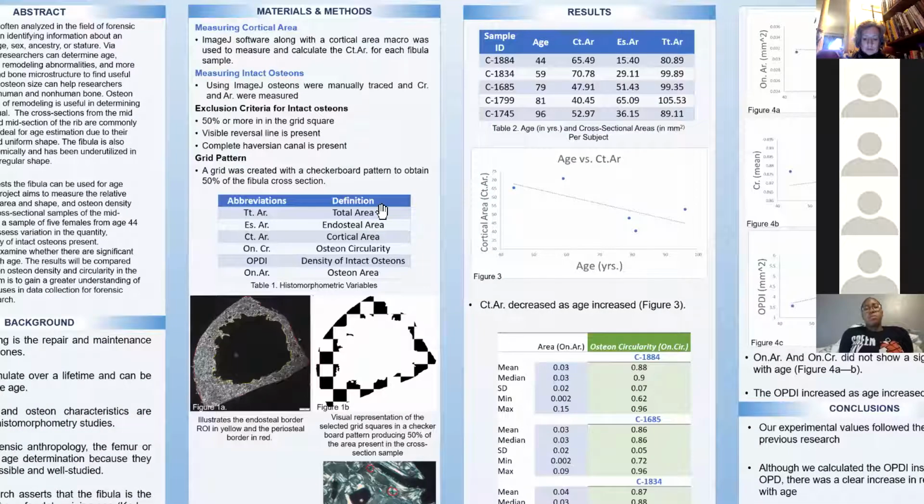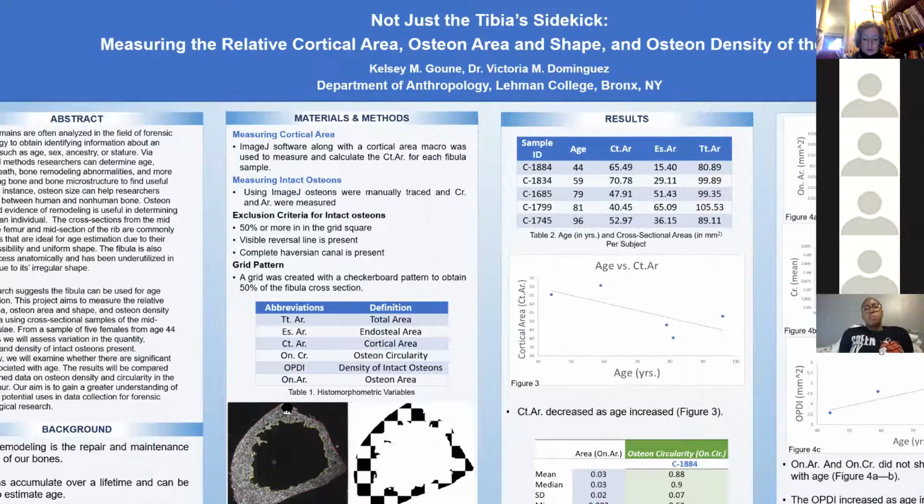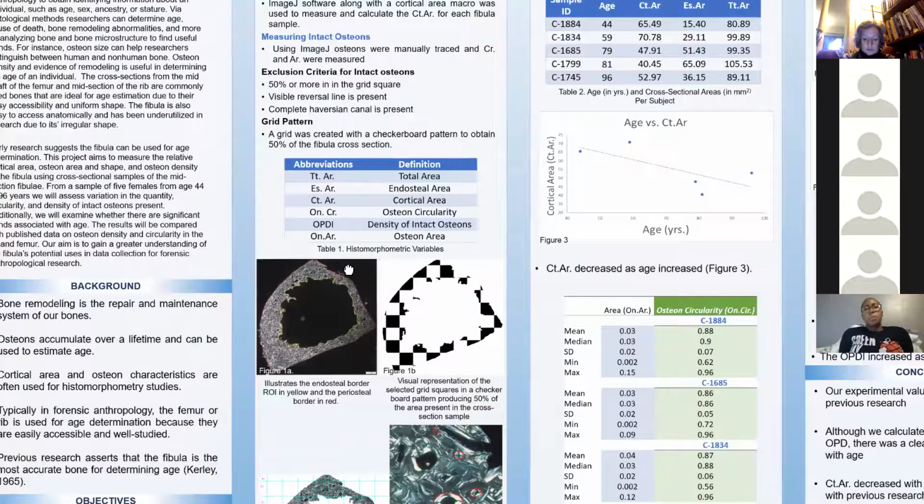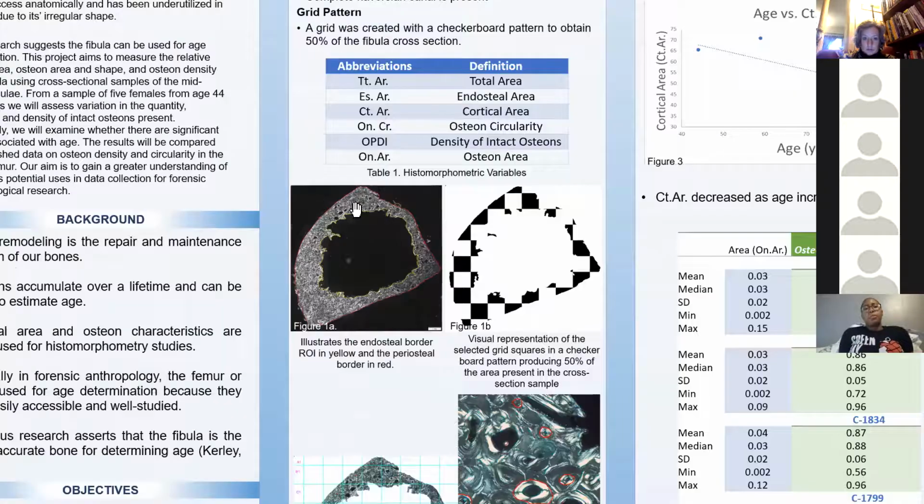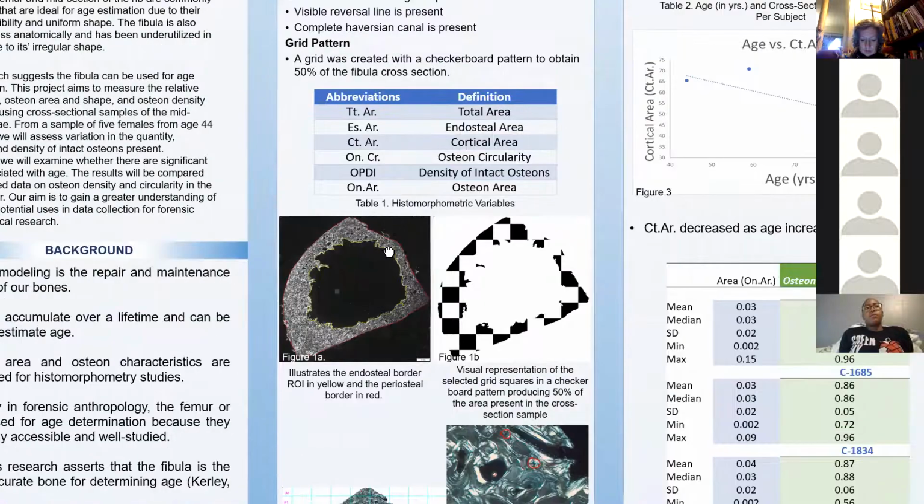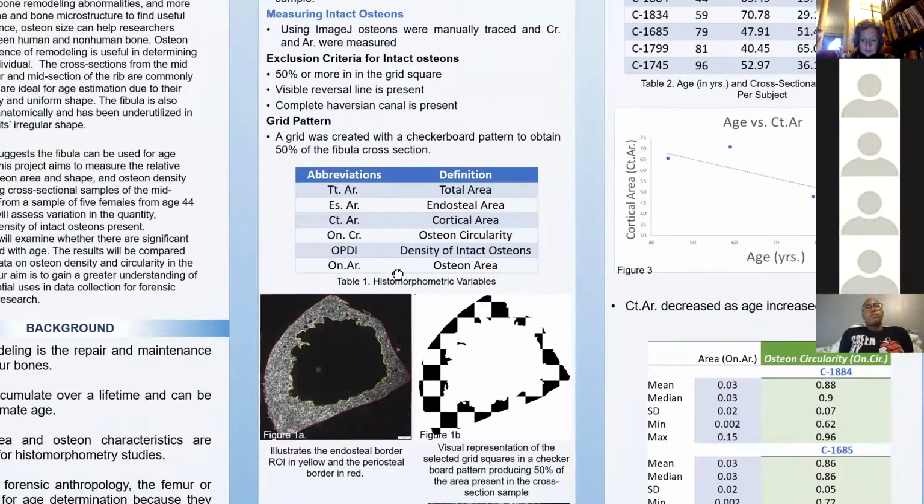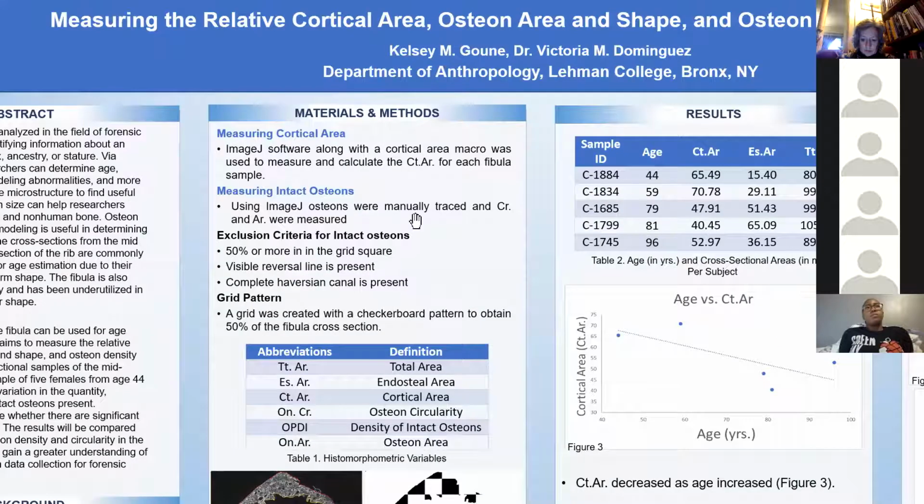In terms of the cortical area, you can zoom in on this image, we simply traced along the inside of the bone, or I guess the bone marrow cavity, most people know it as, and the outside of the bone, periosteal bone, and did a simple subtraction to find the area of the actual cortical bone.